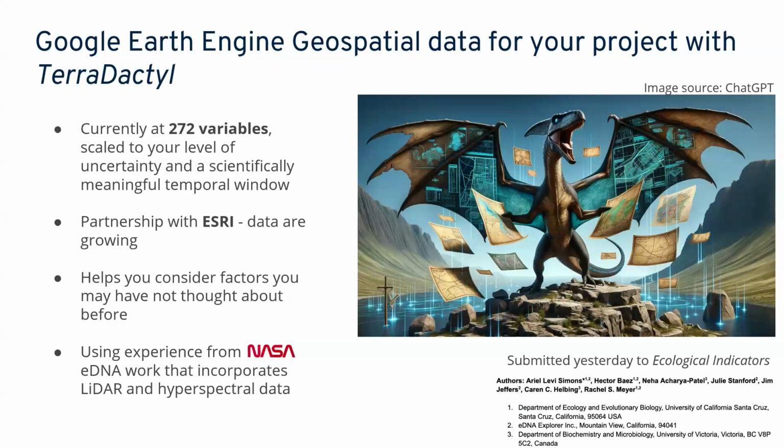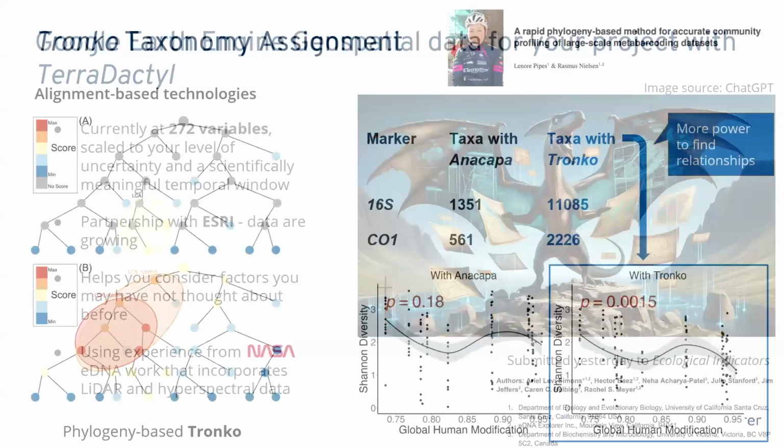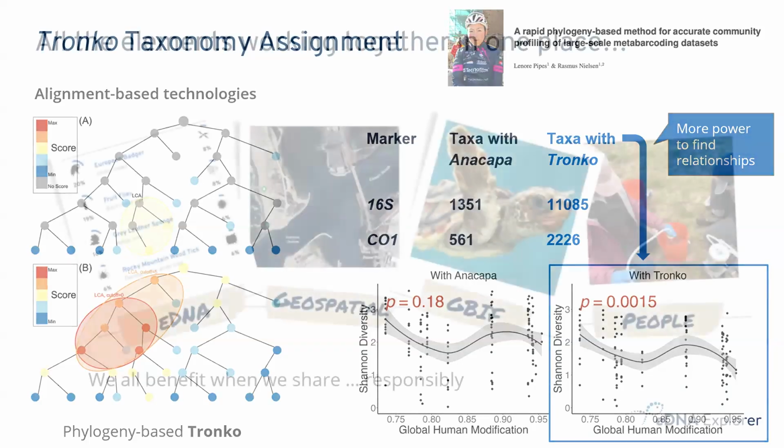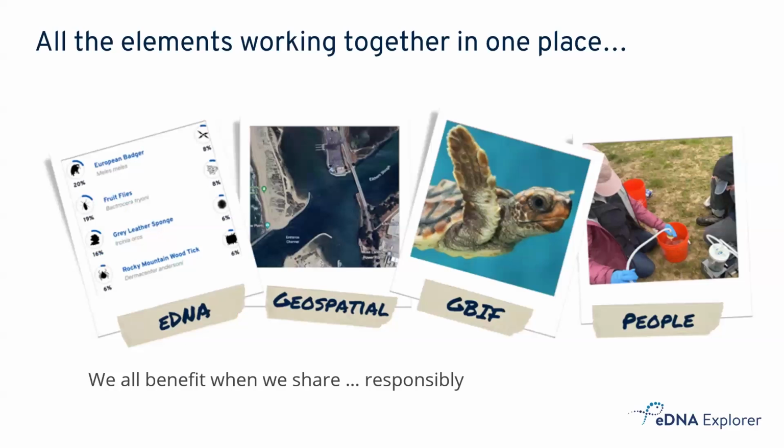We use Pterodactyl. This is a tool we just submitted for publication yesterday for grabbing all the geospatial data and automatically assigning it to your samples. And for Trunco, Lenore Pipes, who developed Trunco, our taxonomy assignment tool, is working closely with us to continuously improve the tool. And it really does help when you have more that you can assign, you see more patterns. So all these elements are working together in one place. This is made for you.